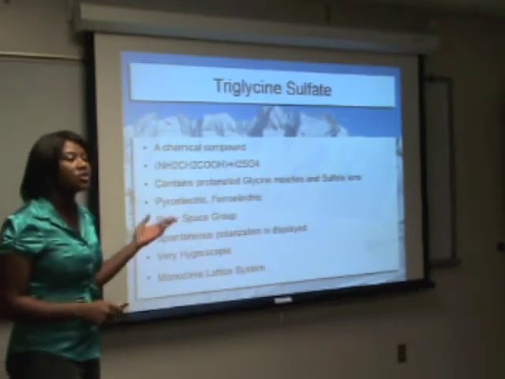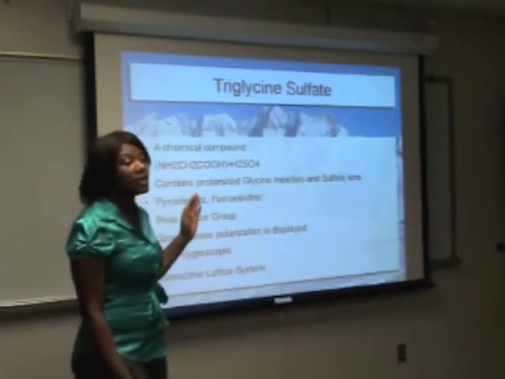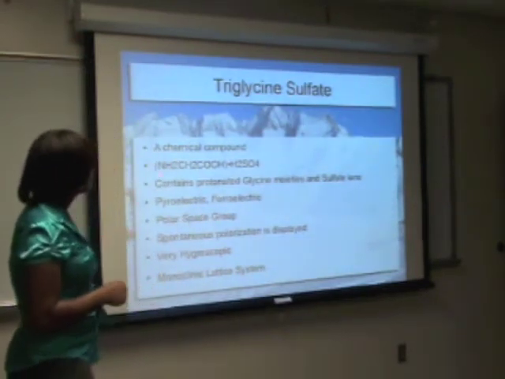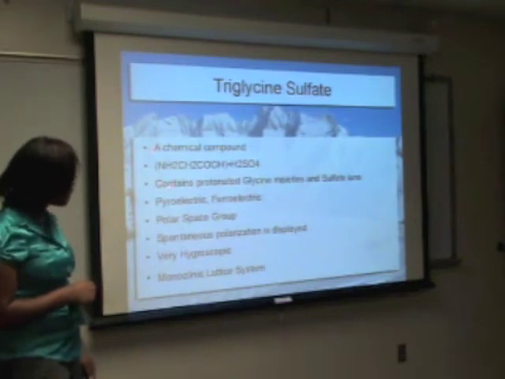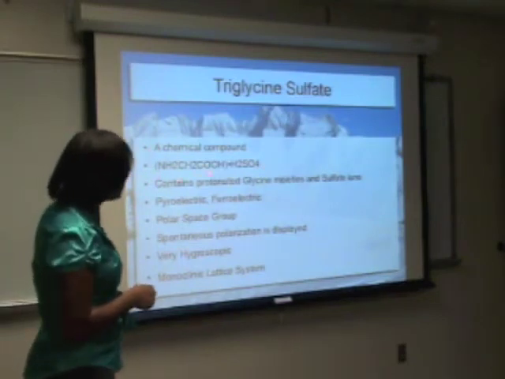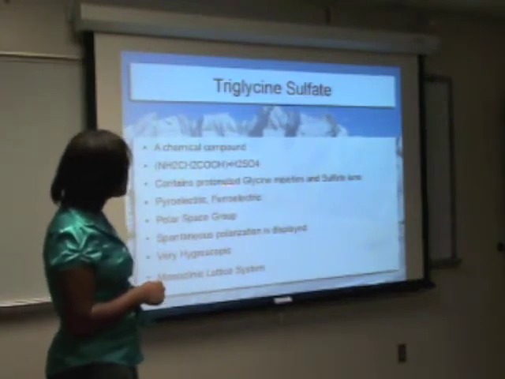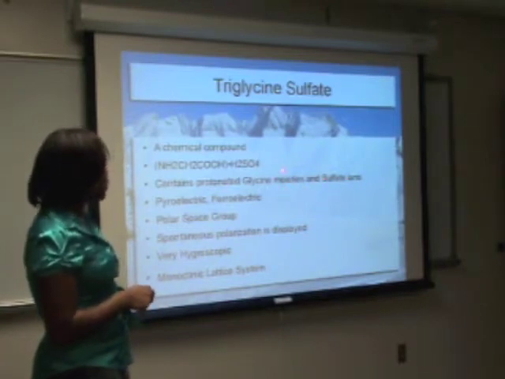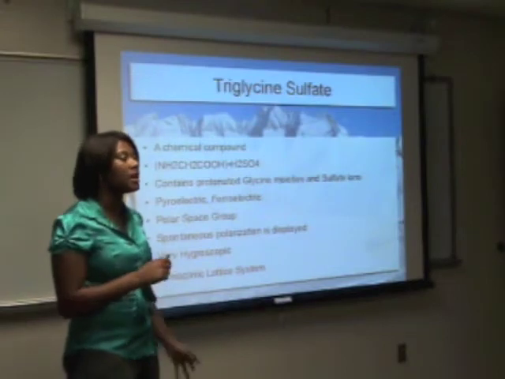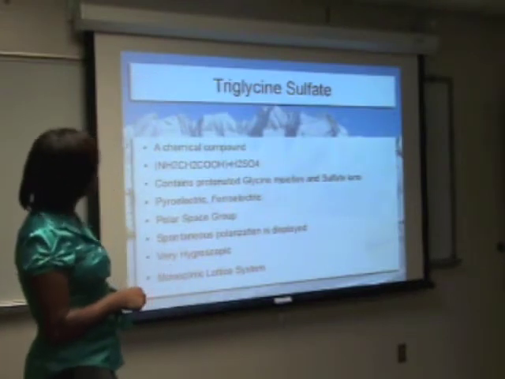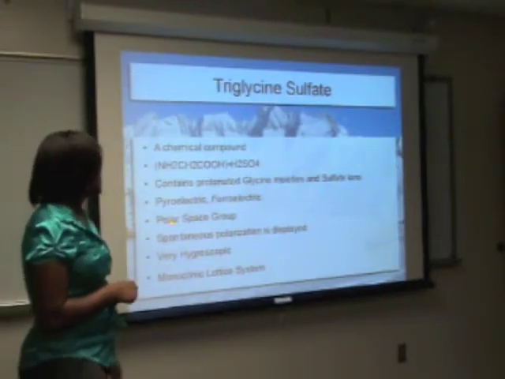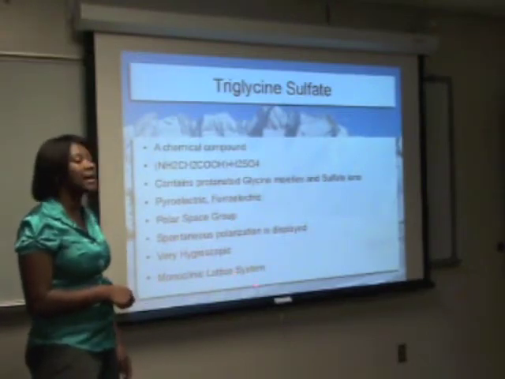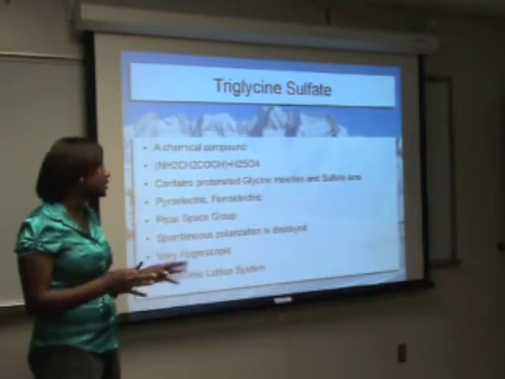Triglycine sulfate. That's 3 moles of glycine with 1 mole of sulfuric acid. It's a chemical compound. Here is its empirical formula. It contains protonated glycine moieties and sulfate ions. Moieties means this is the important part of this compound. It's pyroelectric and also ferroelectric in the polar space group, that just has to do with its monoclinic lattice system. That's just basically the shape.